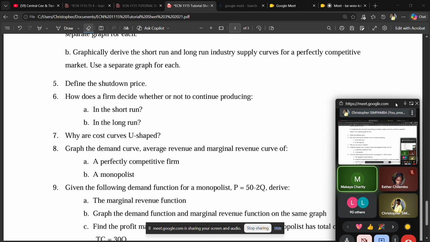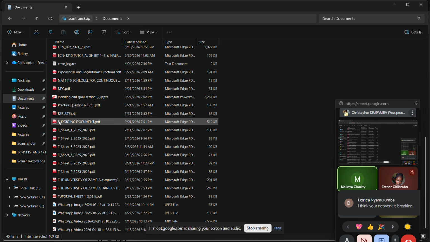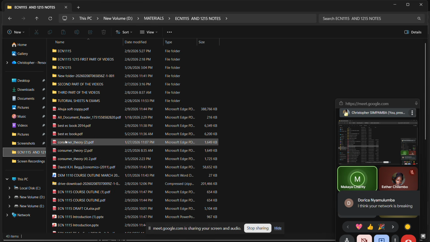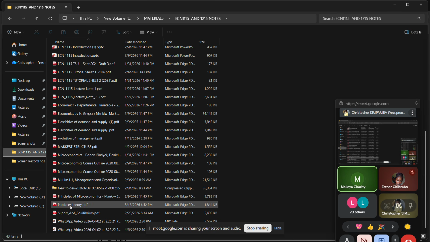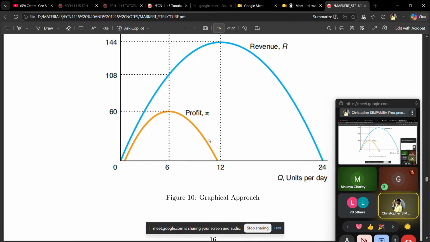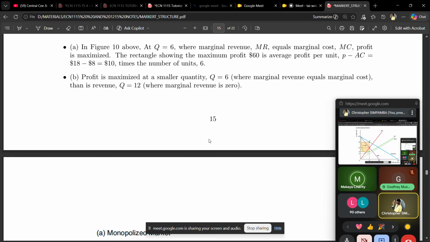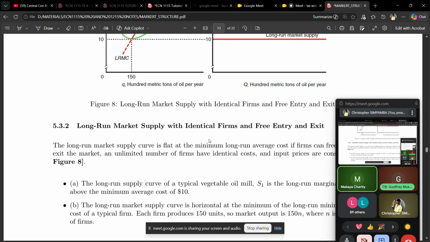Yes, go ahead. I'm not trying to argue with you, but I feel like what you're explaining, that it's just going to be horizontal, is for the market supply curve, not the firm. The question is saying the firm. Okay, just a minute, Godfrey. I don't know if there's someone who can join in and say something about it.